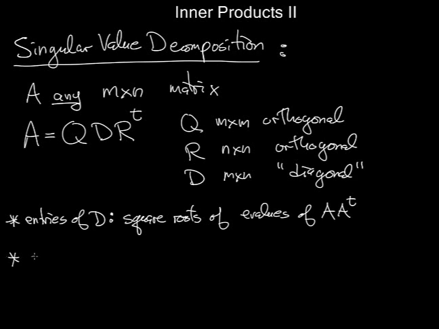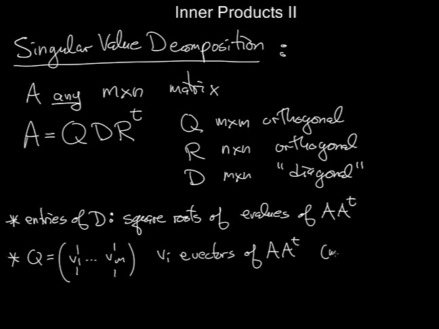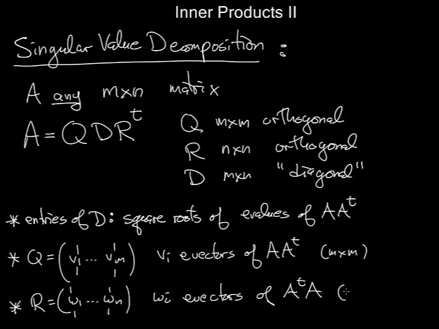And the entries of D, these diagonal entries, are exactly the square roots of the eigenvalues of A A transpose. Furthermore, this matrix Q is constructed as follows. You take the vectors v1 through vm, which are the eigenvectors for A A transpose, and put them in the columns. And similarly, you take R to be the matrix where you take the n vectors w1 through wn, which are the eigenvectors of A transpose A. Pretty neat, if you ask me.